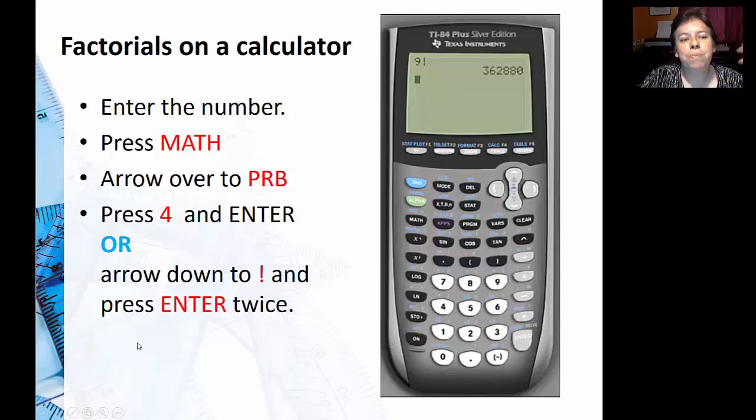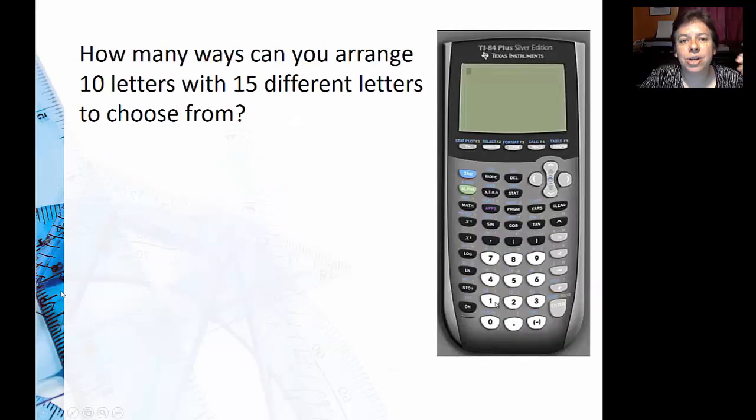Okay, so this is great when I'm using everything I have to choose from. So if I'm arranging 9 things and there's 9 to choose from, that's great. But what if I'm not using all of them? So how many ways can I arrange 10 letters when I have 15 different letters to choose from?